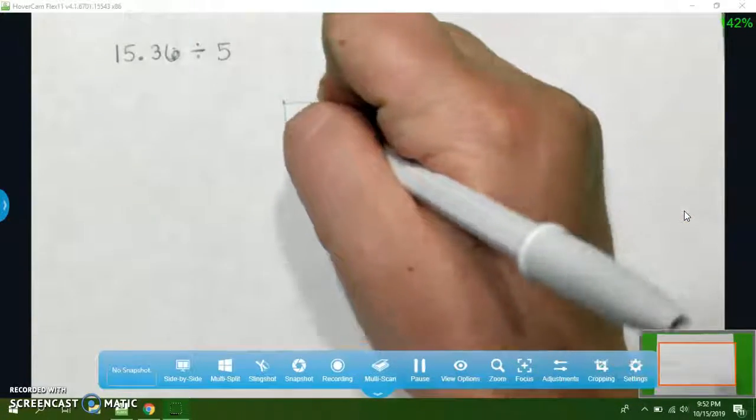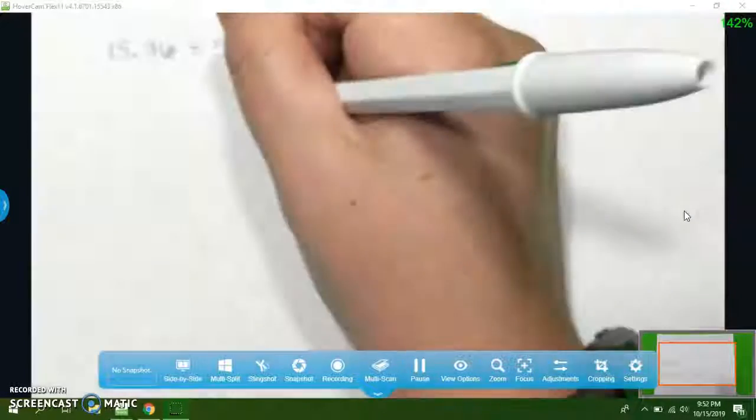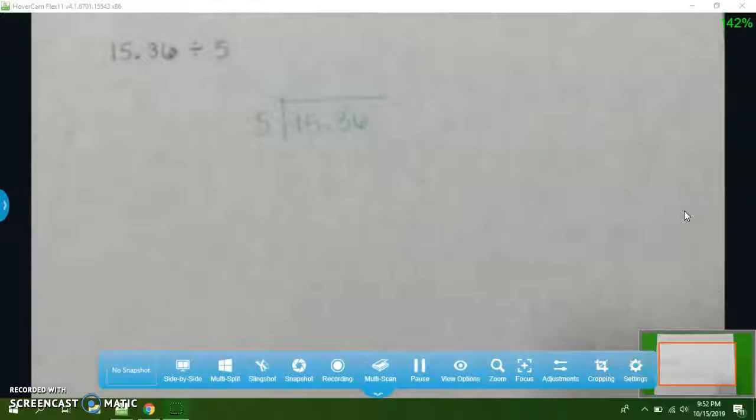So 15.36 will go inside the house, and the 5 will get left outside of the house, which means we're going to be breaking 15 and 36 hundredths into 5 equal groups.